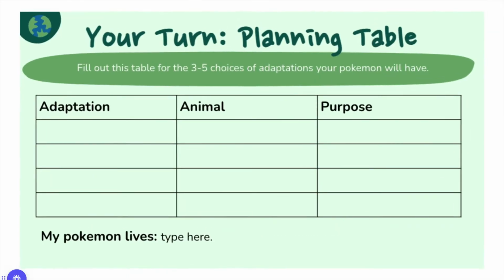Then, once you've done that research, you're going to complete this planning table. So you can just copy this table down into your notebook, or you can fill it out in the Google Slides. So fill this out, choose the adaptations that your Pokemon will have. So for example, my Pokemon, Harabi, had a long bill, just like a heron. Okay, so the adaptation would be long bill, the animal is a heron, and the purpose is to be able to catch fish in the water.